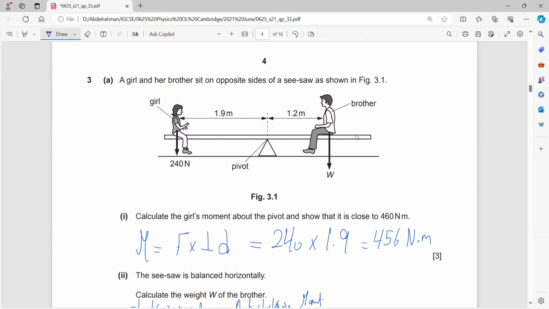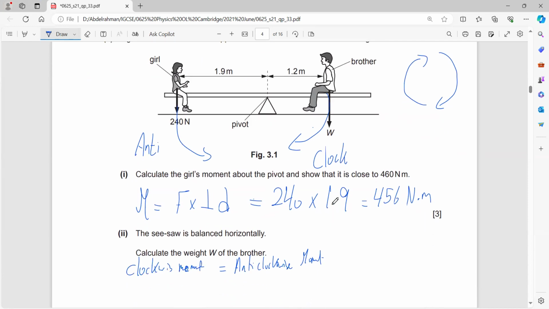Is the brother or the girl clockwise? Which of them is the clockwise moment? The clock moves in this direction, right? So the boy, the brother, is exerting a clockwise moment. Yes, exactly. The W is exerting a clockwise moment. The girl is exerting an anti-clockwise moment.